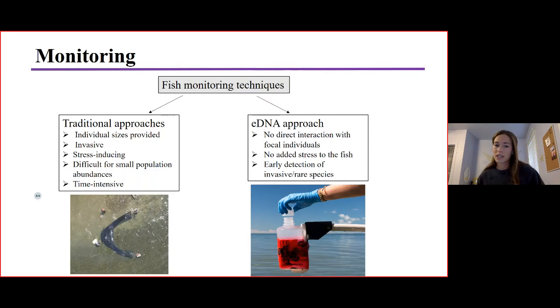So an environmental DNA approach offers no direct interaction with the focal individuals. There's no added stress on the fish because you're not actually directly interacting with them. You just need a water sample. And it's really good for early detection of invasive and rare species. It's first of all really easy to just train someone to go out and grab a water sample, and then it can be sent off to lab.